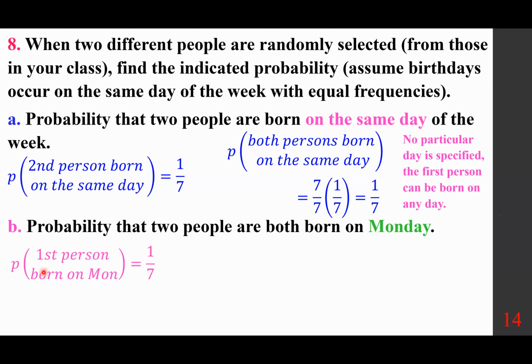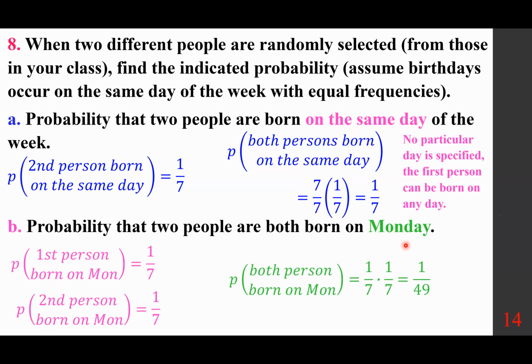So the first person has a probability of 1/7 for Monday or any other day of the week. The second one has the same 1 out of 7 probability. Now, both of them born on Monday is their product, which makes it 1/49. So the key is the same day. That means any day is fine. But if you specify a day, then the probability changes.